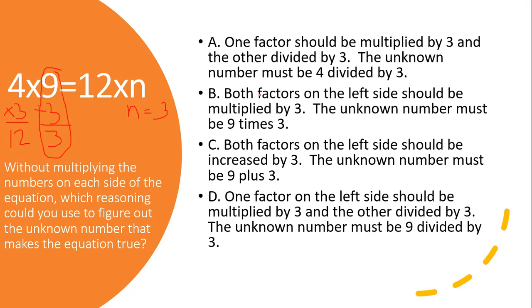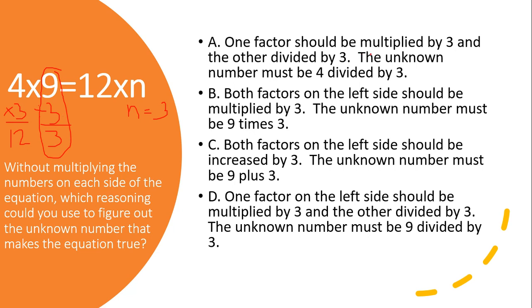So I'm going to try to find a reasoning over here that talks about 9 being divided by 3 and n equaling 3. So let's read the question. Without multiplying the numbers on each side of the equation, which reasoning could you use to figure out the unknown number that makes the equation true? So let's go through all of them as we did in the last one. A, one factor should be multiplied by 3 and the other divided by 3. Okay, one is multiplied by 3, the other one is divided by 3.